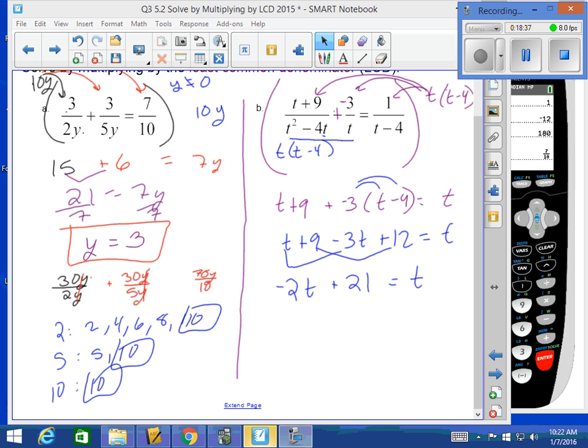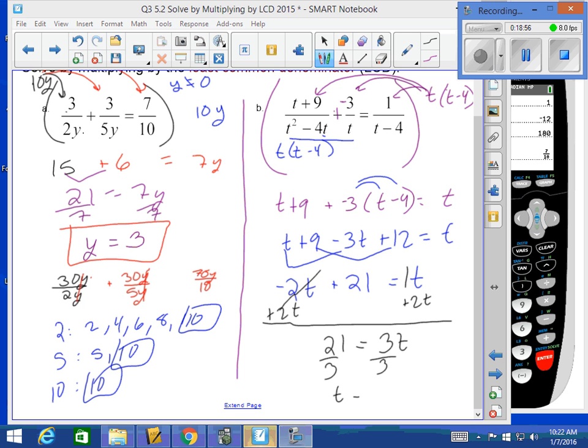Now I want to get the t's on the same side of the equation. So I'm just going to choose to add the 2t to both sides of the equation. So then I get 21 equals 1t plus 2t, which is 3t. And then I divide each side of the equation by 3. 21 divided by 3 is 7.